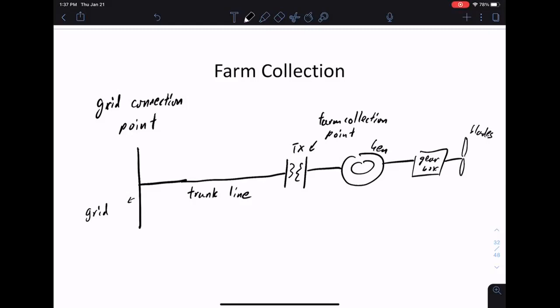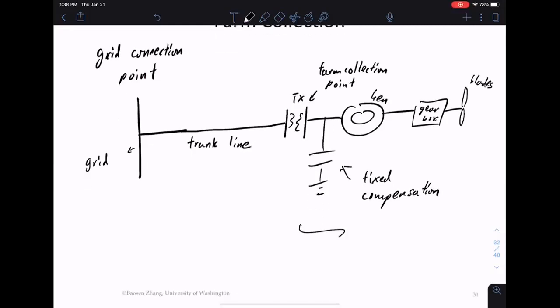So this is what it looks like. Normally we'll have some capacitor here, a fixed compensation, a fixed capacitor for voltage. Normally you have this capacitor here. So this is a farm connection. Often when we draw it, we'll only draw this part.